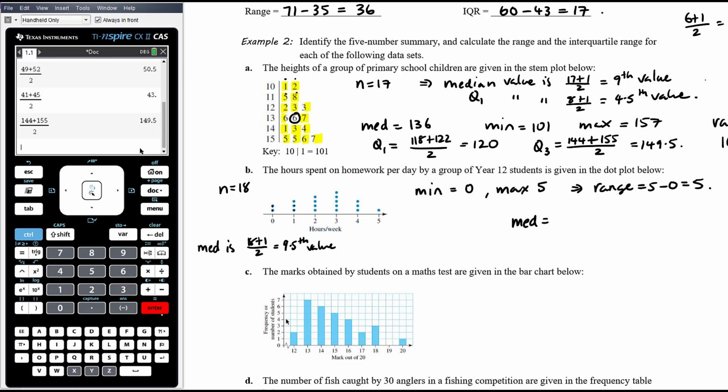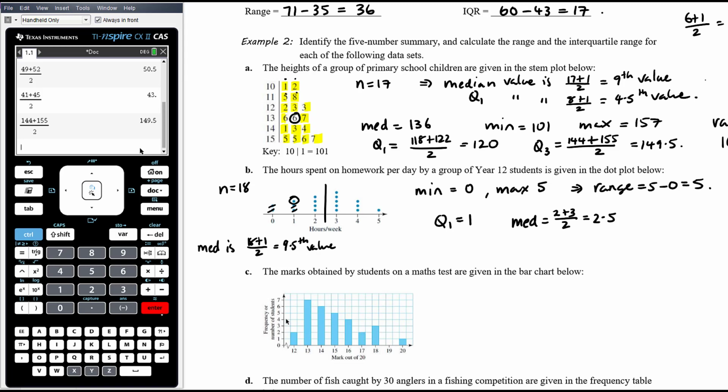So 1, 2, 3, 4, 5, so 1, 2, 3, 4, 5, 6, 7, 8. 9th value is a 2, and the 10th value is a 3. So halfway between 2 and 3 is 2.5. Alright, so that means that the median's literally there. So you've got 9 bits of data before that and 9 bits of data after that. So the middle of 9 bits of data, 9 plus 1 is 10, divided by 2 is 5, is the 5th bit of data. Okay, so again if we count 1, 2, 3, 4, 5, the 5th bit of data is a 1. So Q1 is a 1.